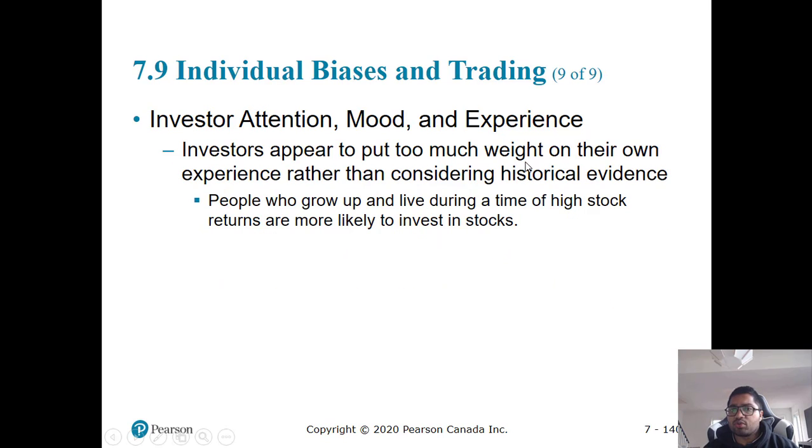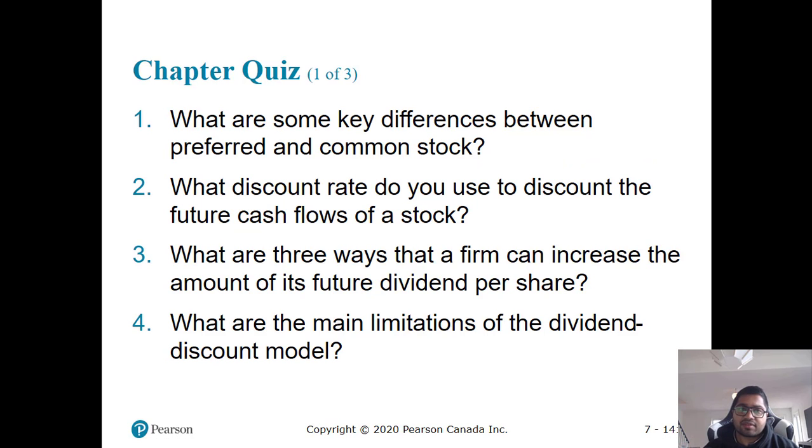Investors appear to put too much weight on their own experience rather than considering historical evidence. People who grow up and live during a time of high stock market returns are more likely to invest in stock. People who grow up in recessions are more likely to be conservative. Okay, and this completes the chapter.